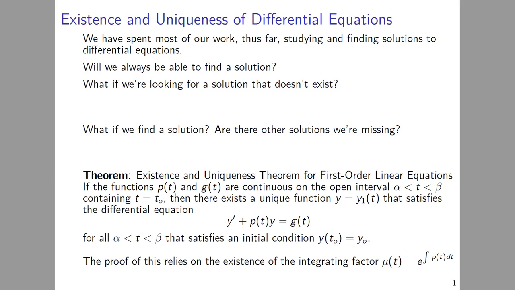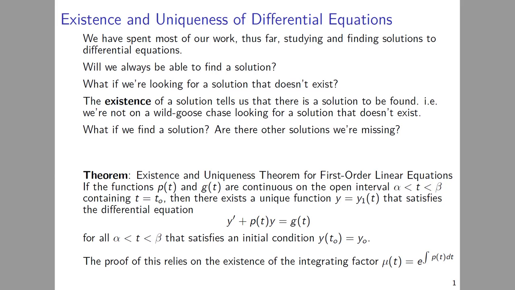While we won't prove this, the proof of this relies on the existence of the integrating factor mu equals e to the integral of p of t dt. But even without proof, we can use this theorem to answer our questions above. The existence of a solution tells us that there is a solution to be found. In other words, we're not on a wild goose chase looking for a solution that doesn't exist.